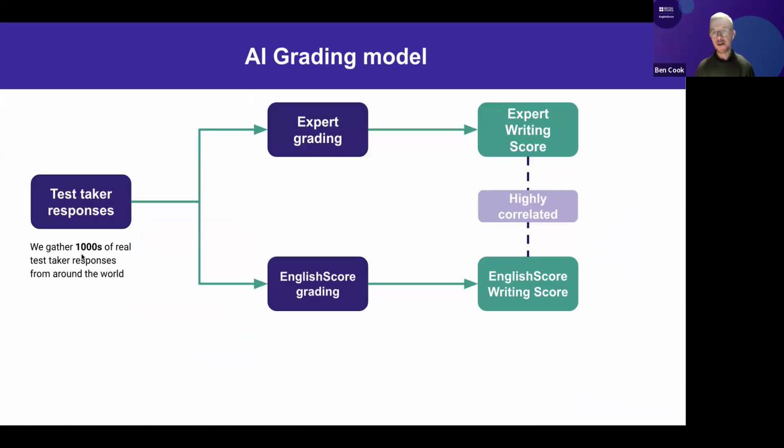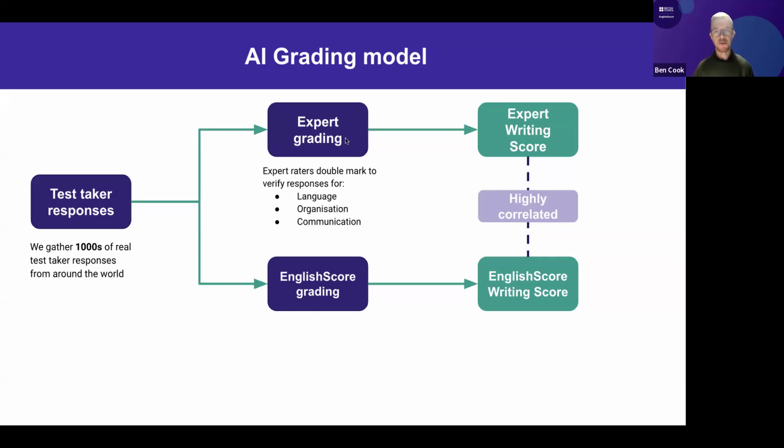Before I wrap up, let me just very briefly go over how we actually develop the model, because again, that's one of the questions people have, is how do you know it's accurate? How do you know it's valid? So the very first thing we do is we take thousands of real test taker responses. For example, for the writing test, we're able to ask our test takers to try these out. We collect all their responses.